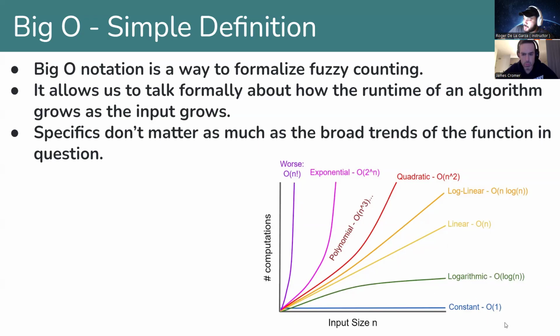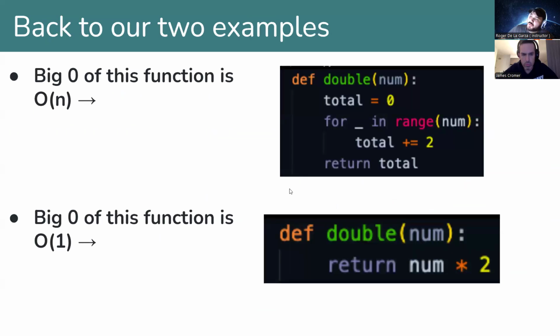O of 1 is kind of where you want to be. Most of the time, you'll probably get somewhere between O log of n or O of n. This is probably where most of your solutions are going to be and where you want them to be. Back to our two examples. This example here is what we call O of n, right? This is O of 1.